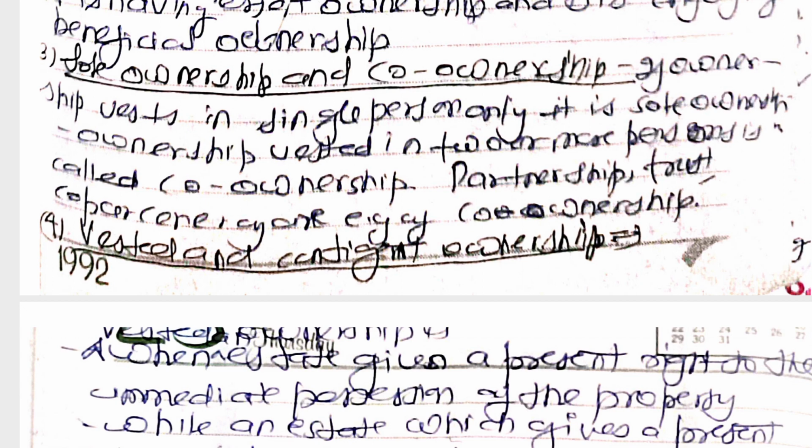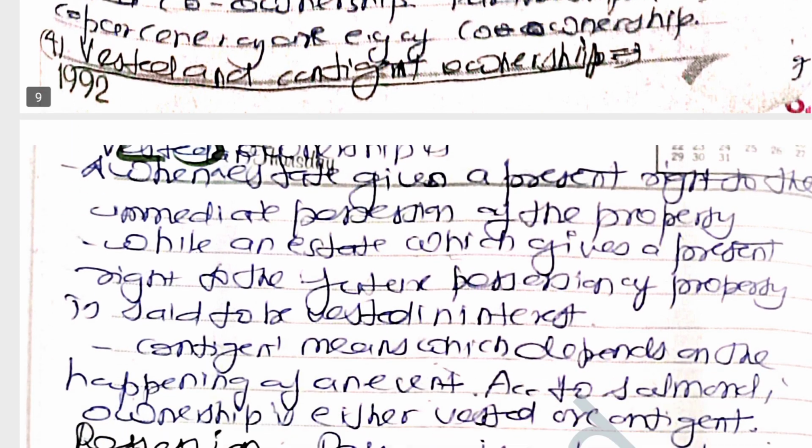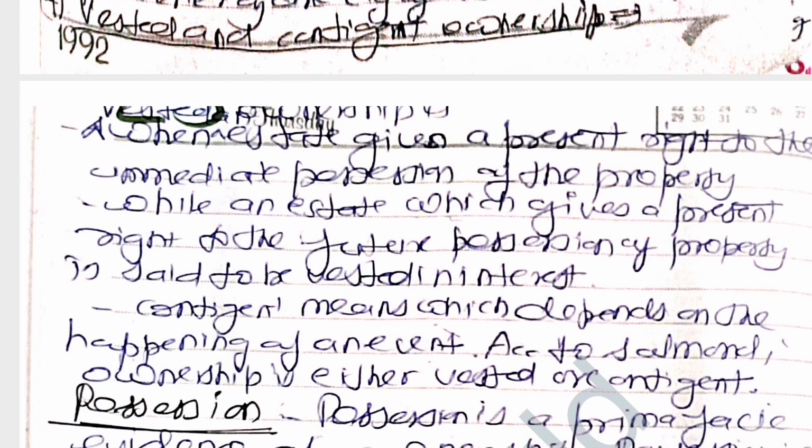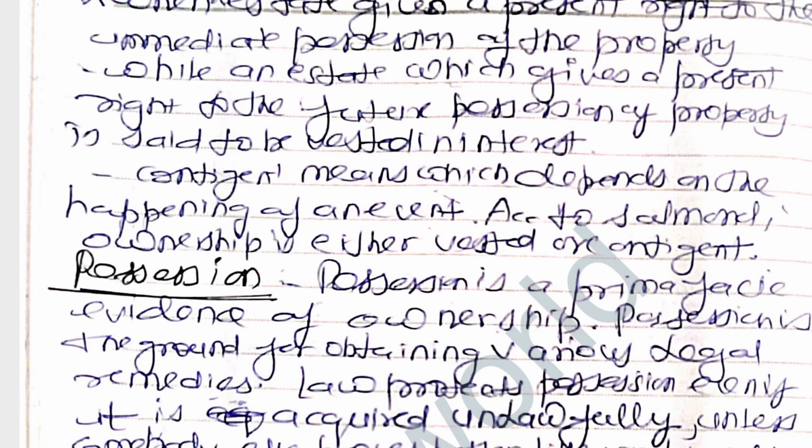The next type of classification of ownership is vested ownership or contingent ownership. When the ownership gives the present right to the immediate possession of the property, it is called vested ownership, while an estate which gives a present right to the future possession of the property is called a vested interest. On the other hand, contingent means which depends upon the happening of a certain event. According to Salmon, ownership is either vested ownership or contingent ownership.